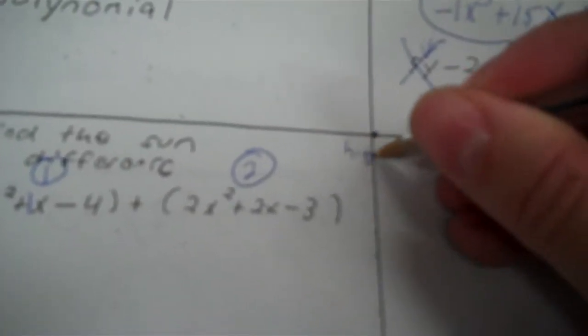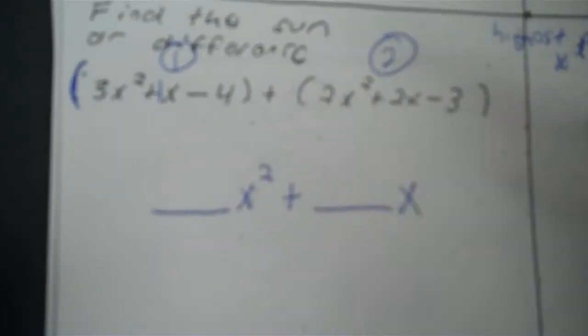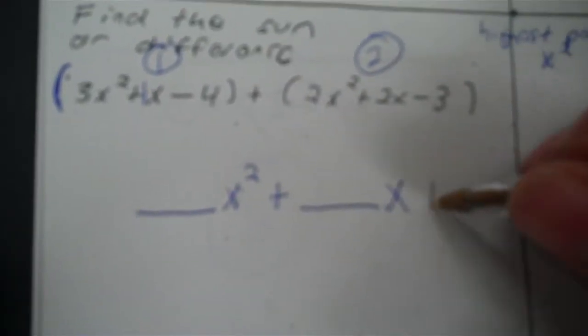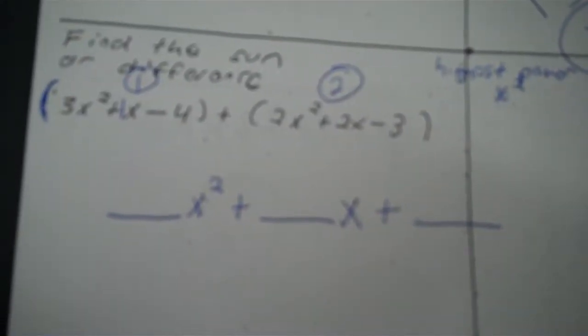What's your highest power? The highest power is x to the second. Okay, x to the second power. So I write blank x to the second plus blank, and after x to the second comes regular x. And then we need numbers without x's, so I set that up like that.